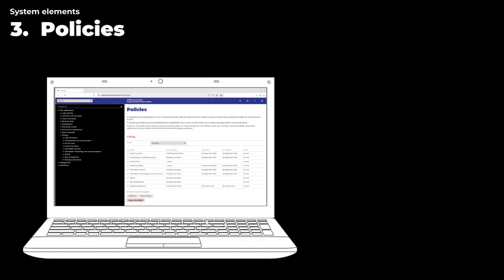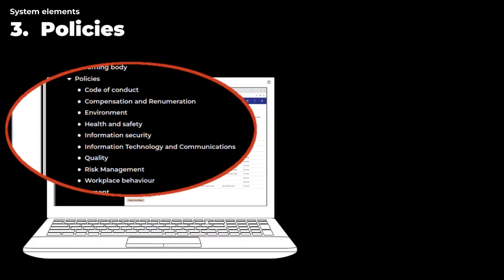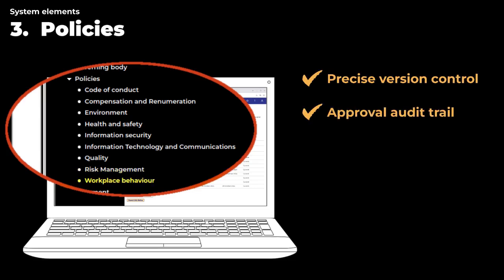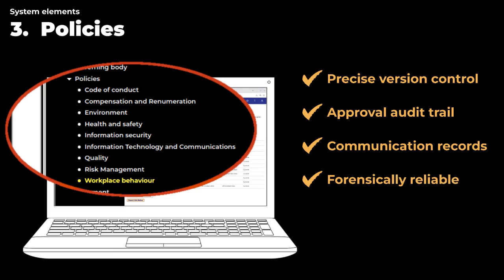Element 3 is the register of policies. There should never be any doubt about which policies are in effect and which versions were in effect at any point in the past. This can be a legal issue in the event of an accident. And you have to be able to prove that your policies were communicated to the people who need to know about them.